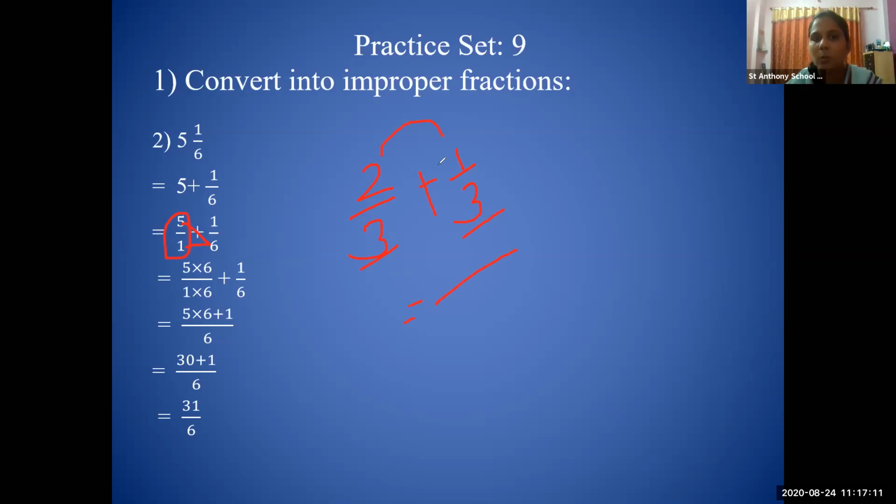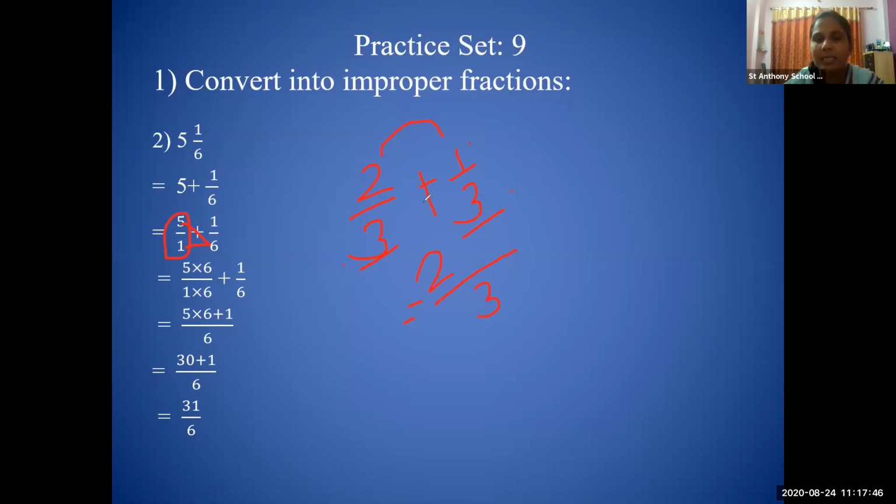Now 2 plus 1 is what? 3. So 3 will come, and 3 is the denominator. Here also 3 is the denominator. So we'll directly write 3 in the denominator. Again, I'll make you understand. See, if the denominators are the same, here in 2 upon 3, 2 is the numerator, 3 is the denominator. Here 1 is the numerator, 3 is the denominator, right? Now, if the denominators are the same, we'll write the denominator as it is. Now, what are the numerators? 2 and 1, and the addition sign is there.